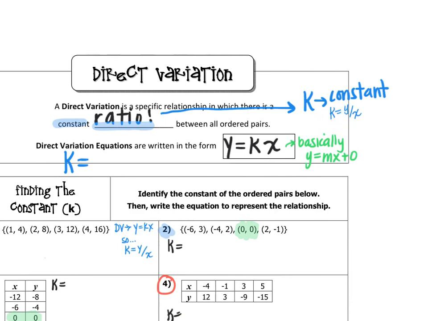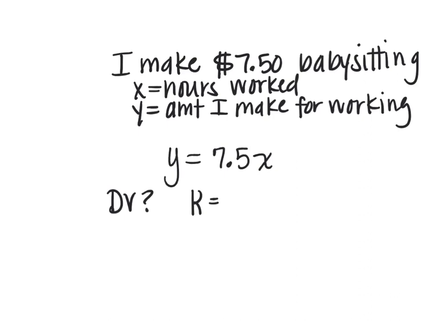So if we go back to the babysitting question, consistently, I will make $7.50 for every hour that I work. So Y is equal to 7.50X. If I isolate that 7.5, I will get Y over X is 7.5. That is a constant ratio between my amount of money that I make and the hours that I work, okay?